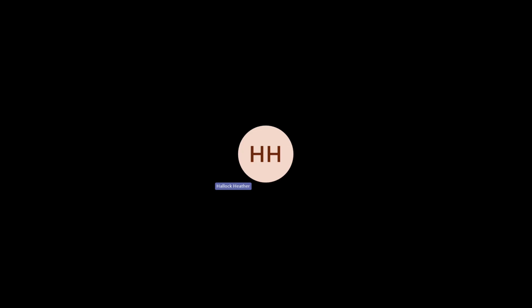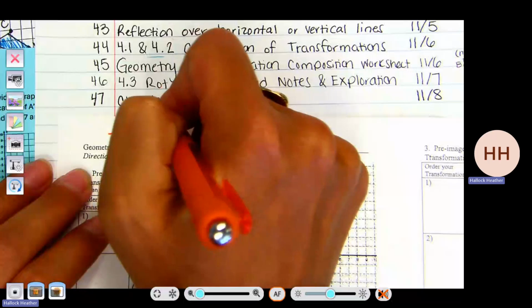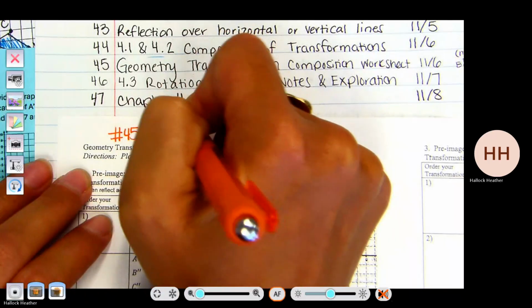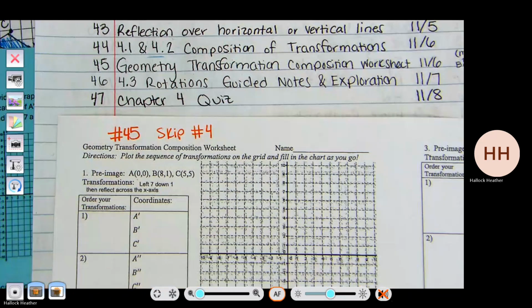Questions. We're going to skip number 4. We got a quiz. Skip number 4, so you can cross out number 4. You don't have to do it at all. We're going to do number 1 together.